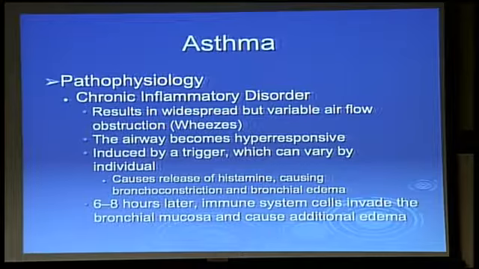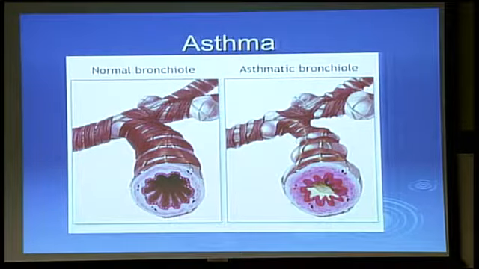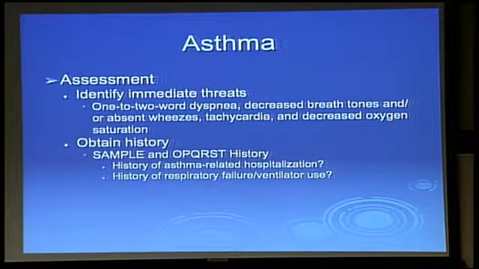There's typically a trigger, and individuals may know their own. And so then there's a trigger, and then the immune system becomes overactive, and then you get this additional edema in the bronchioles. So an asthmatic bronchiole is getting plugged, and so the issue becomes you can't get air out, because these small airways are plugged. So patients with asthma can crump very quickly.